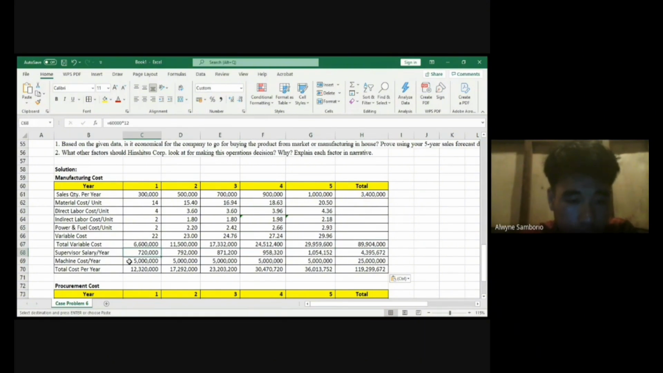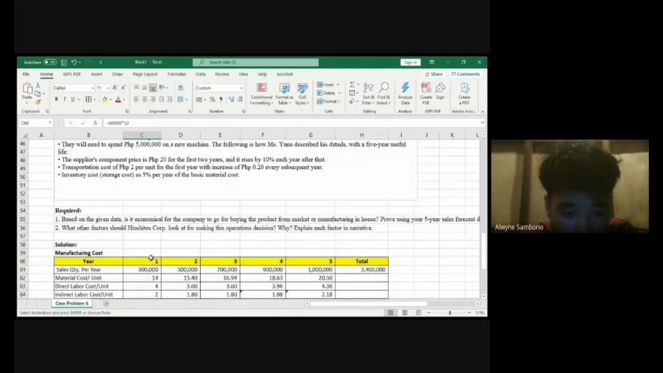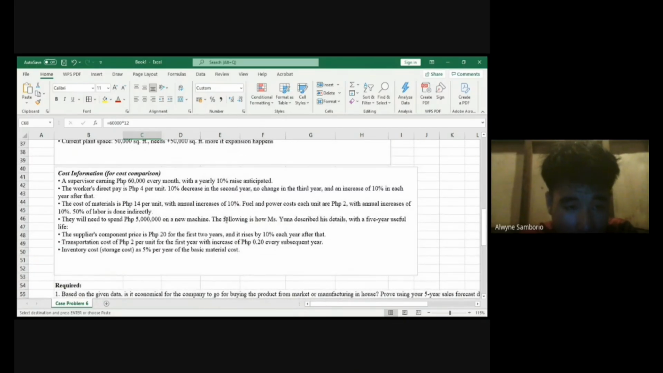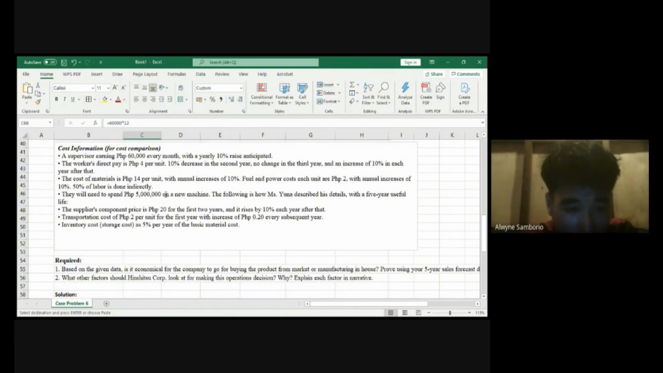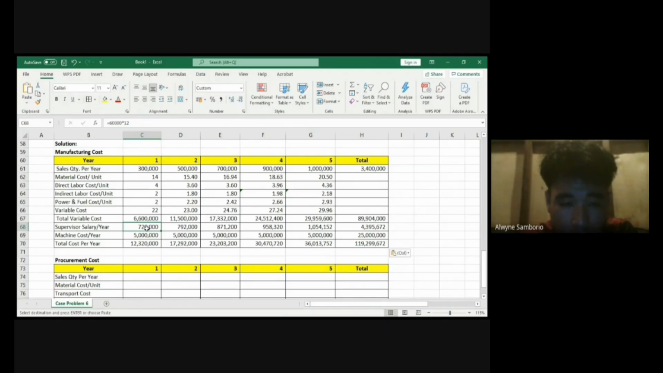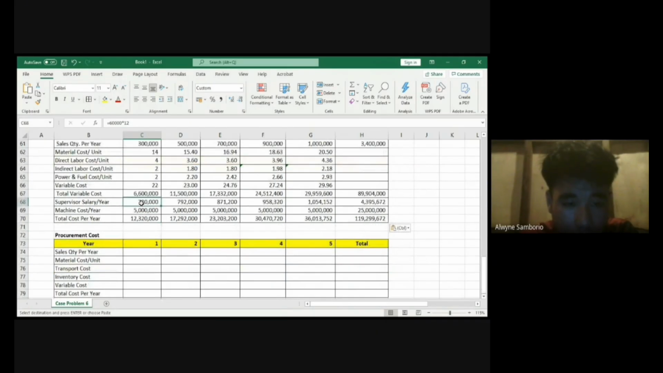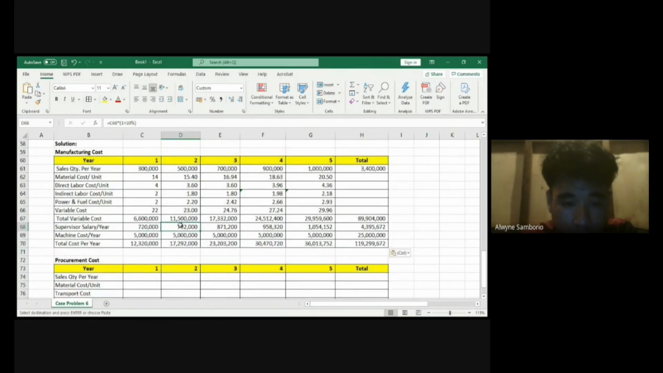For the supervisor salary per year, it is stated that he is earning 60,000 every month with a yearly 10% raise anticipated. So 60,000 times 12, since there are 12 months, gives 720,000 for the first year, and then increasing by 10%. So 720,000 times 1 plus 10% will become 792,000. 792,000 times 1 plus 10% will become 871,200 for the third year. And for the fourth year it is 958,320.